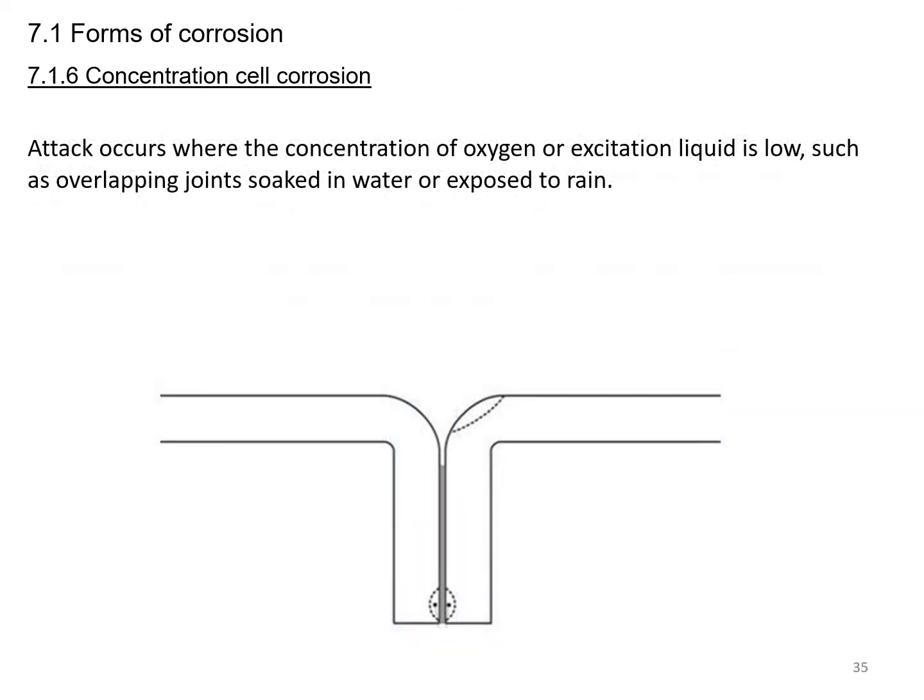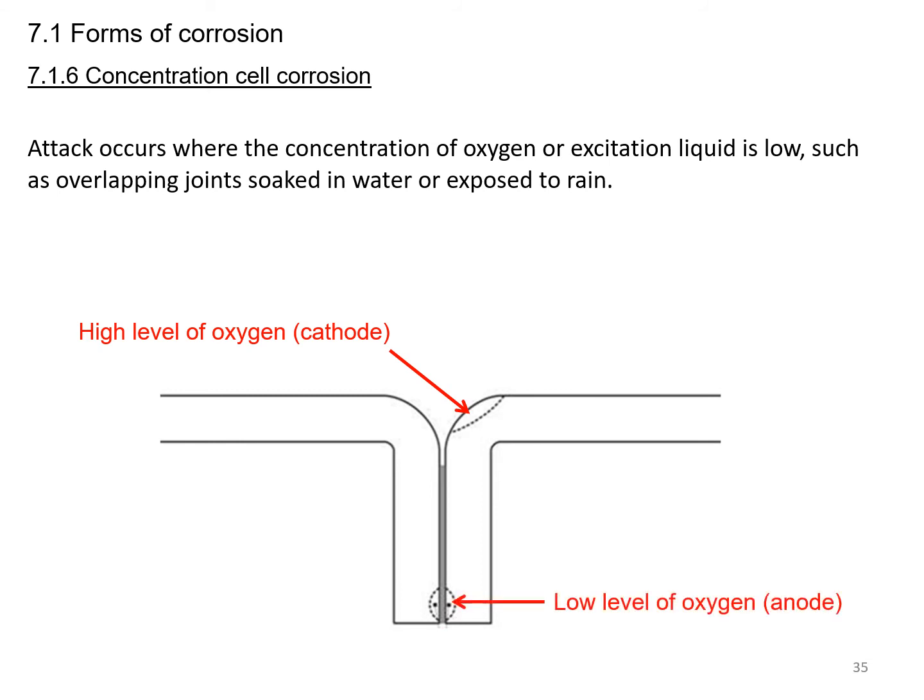Attack occurs where the concentration of oxygen or exciting liquid is low, such as overlapping joints soaked in water or exposed to rain. Now, in this case here, a high level of oxygen on the outside would be the cathode, and the low level of oxygen would be the anode. In this case, it will create a perfect combination for concentration cell corrosion. Electrolyte or water that will seep in will help in the formation of the corrosion.